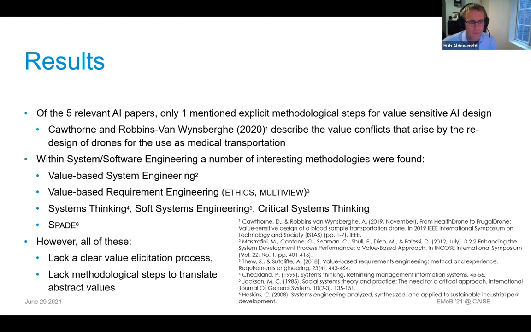Looking at each of these, from the 5 AI papers that we found, there was actually only one of them which was explicit about the methodological steps of how to integrate values into AI development, which was a paper by Colton and Robbins van Wijnsbergen, which was very recent, only from last year. It described a project in which they used value-sensitive-design-like methodological steps in order to solve the value conflicts that arise when redesigning drones for using them to transport blood between hospitals, so using them for medical transportation.